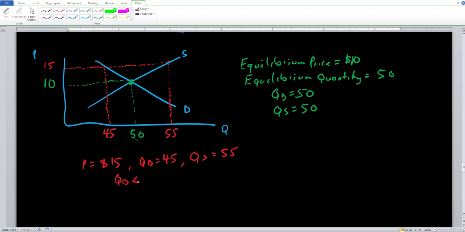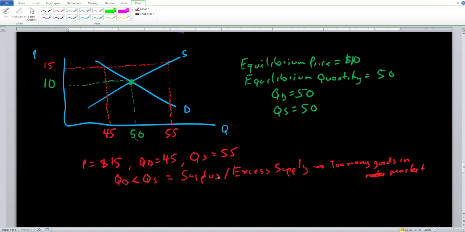So QD is smaller than QS. And what do you think this is going to be called? What special situation can we give to this? This is telling us that we actually have too many goods in the marketplace. So we have a surplus or excess supply of goods. And anytime we have a surplus or excess supply of goods being brought out into the marketplace, it just tells us that we have too many goods in the market.